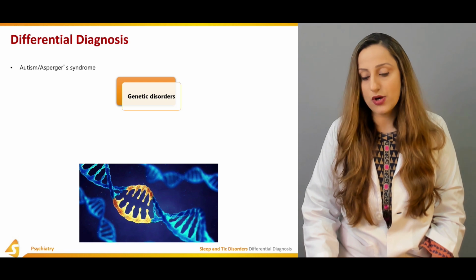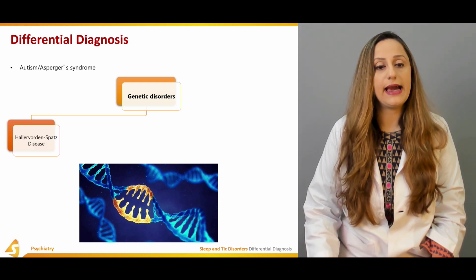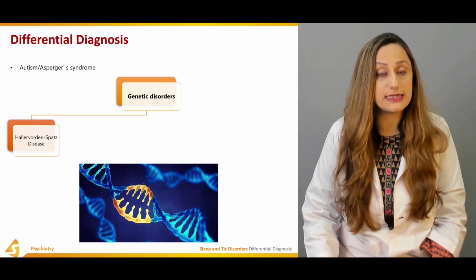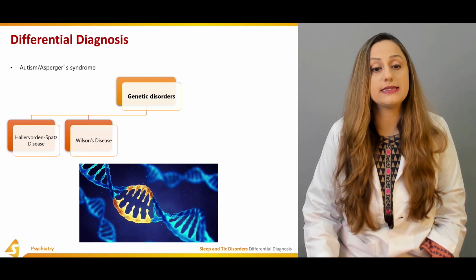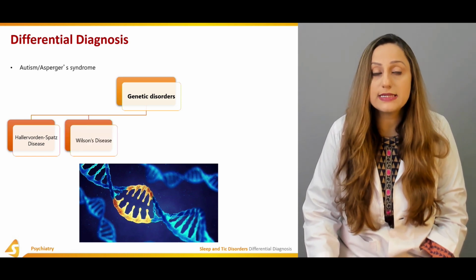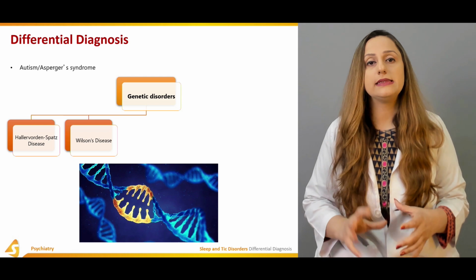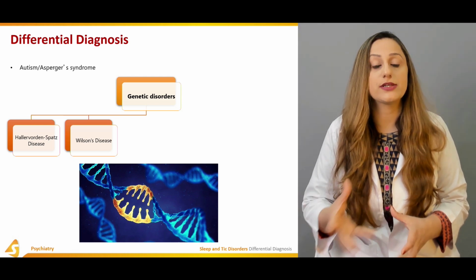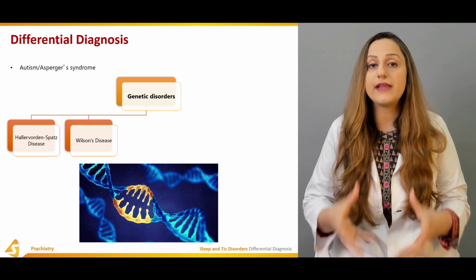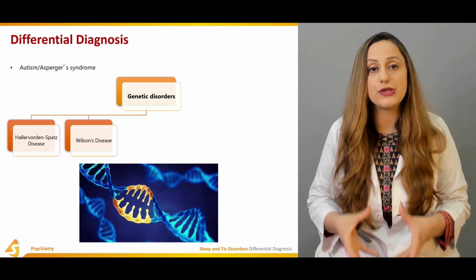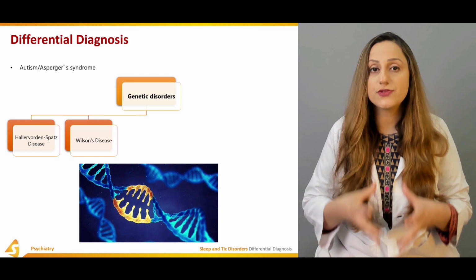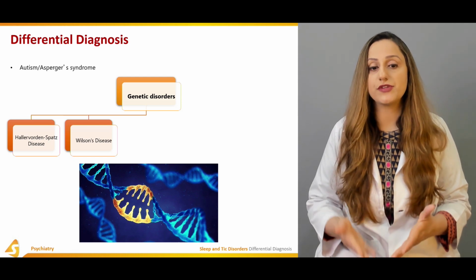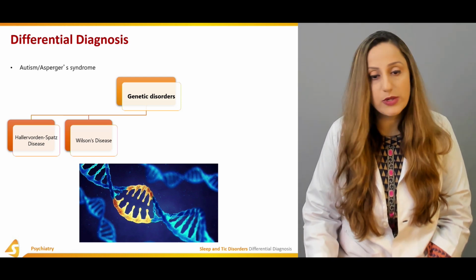The genetic disorders would include Hallervorden-Spatz disease. It's one of the disease phenomena. Then we have Wilson's disease, that is basically the deposition of excessive copper in the body that is characterized by the Kayser-Fleischer rings in the pupillary region. That is the characteristic of the diagnosis of this disease, which is known as Wilson's disease.